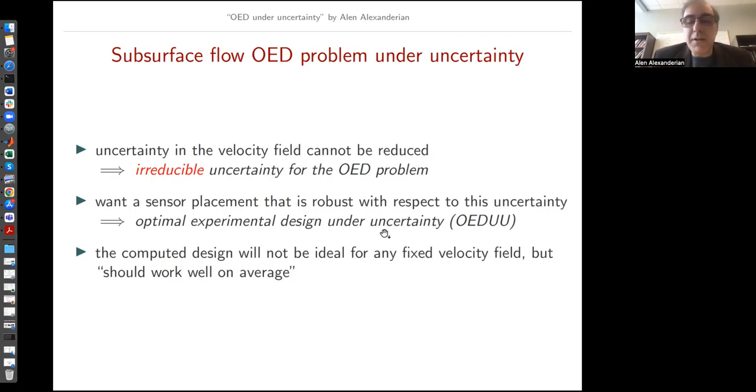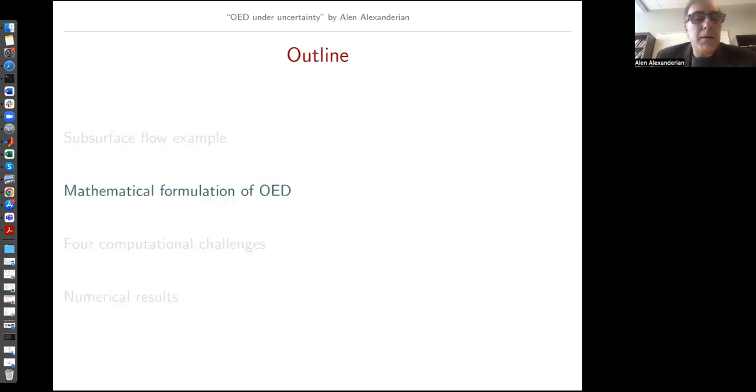So we need an optimal experimental design under uncertainty framework, OEDUU, which in general would be difficult, but we'll focus on a specific case here. We cannot have a design that's good for every single velocity field, obviously, but we can find something that works well on average. And I'll specify that. Okay.